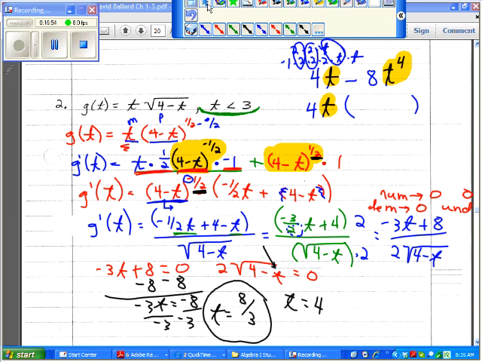I'll just go ahead and say that. If t is equal to 4, we would have 4 minus 4 is 0. The square root of 0 is 0. 2 times 0 is 0. But you got to remember, they gave us an interval. t is less than 3. 4 is greater than 3. It's not in the interval. So even though it would produce undefined, it's not in the given interval. So within the interval of t is less than 3, there is one critical number, 8/3.